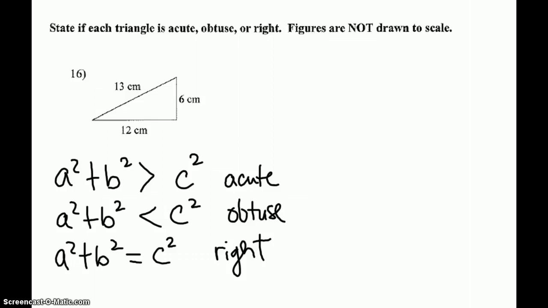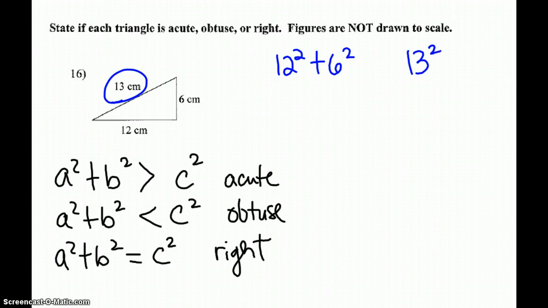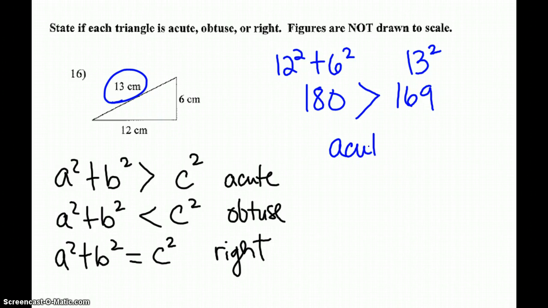Now, fortunately, all of these numbers are nice, pretty whole numbers. If they weren't, if I had radicals, I'd plug them into my calculator again to see which one is the biggest. 13 is obviously the biggest number. So I'm going to do 12 and 6 as A and B. 13 is C. If I do 12 squared plus 6 squared, I get 180. 13 squared gives me 169. I know that that is greater, therefore this forms an acute triangle.